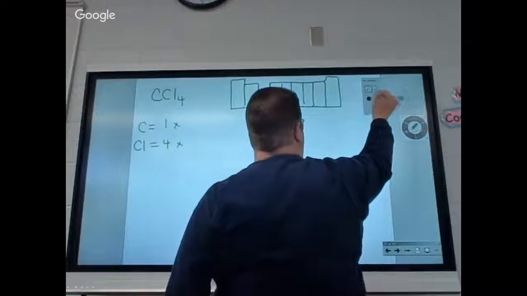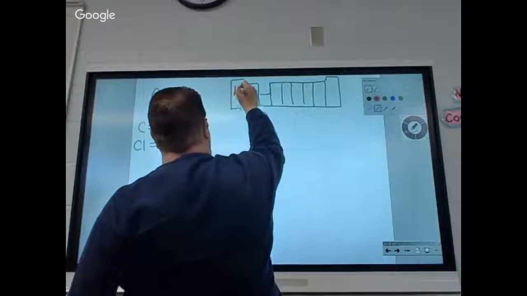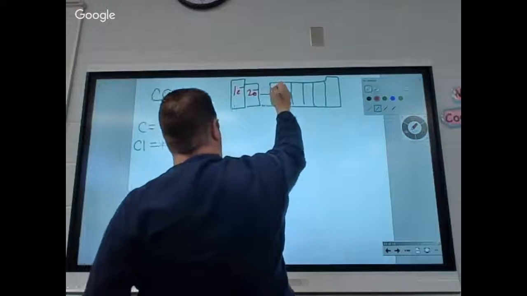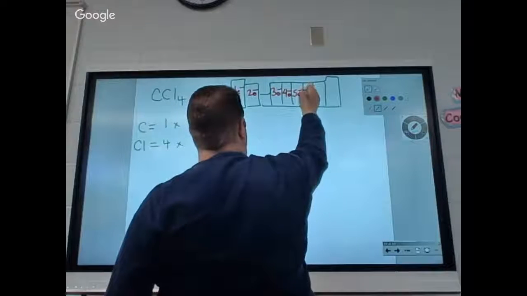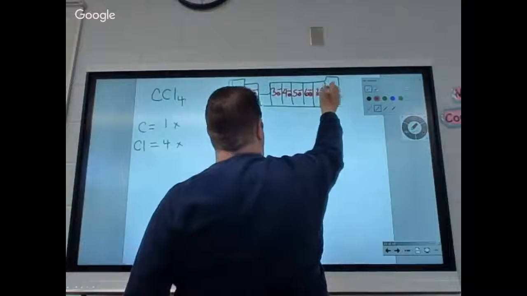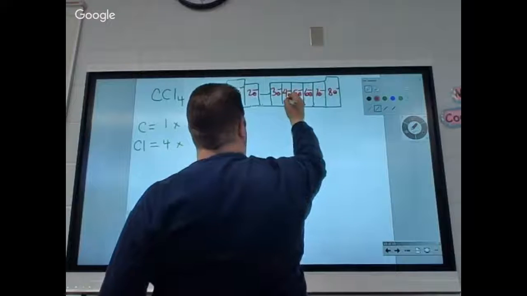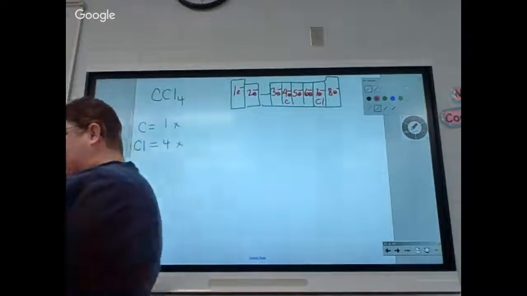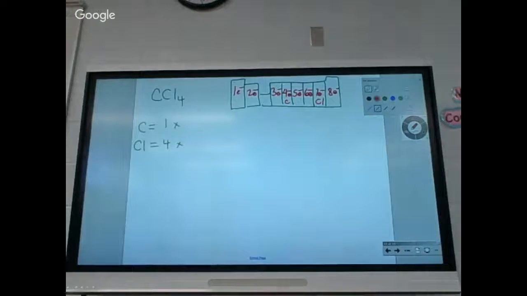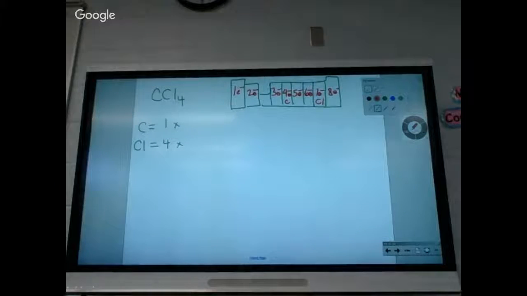All right, valence electrons. Remember how we learned to count? 1, 2, 3, 4, 5, 6, 7, 8. Carbon is here, chlorine is here. So every time you want a valence electron, you have to look at your periodic table and find what group it's in. So where's carbon at?